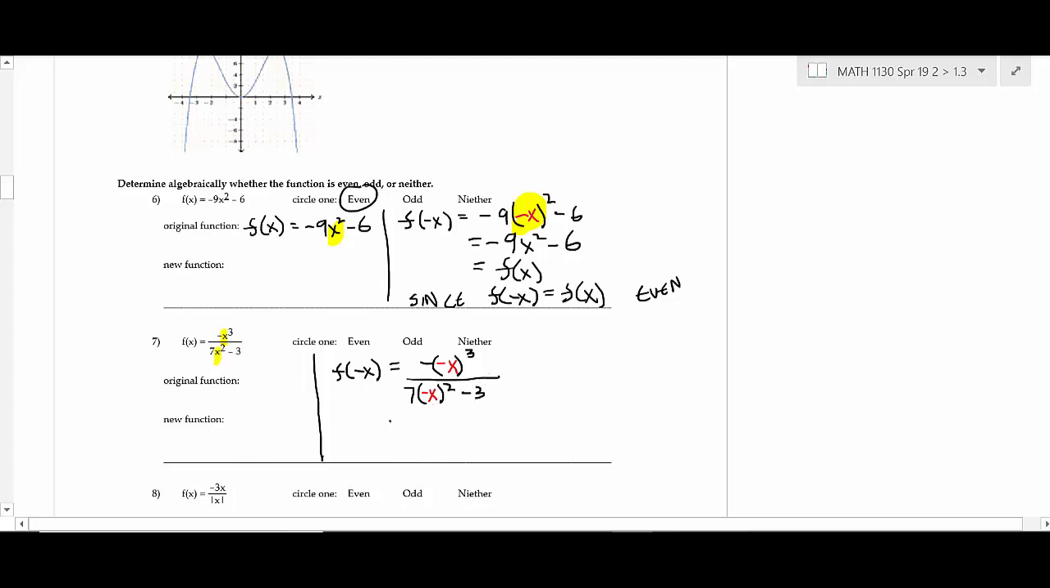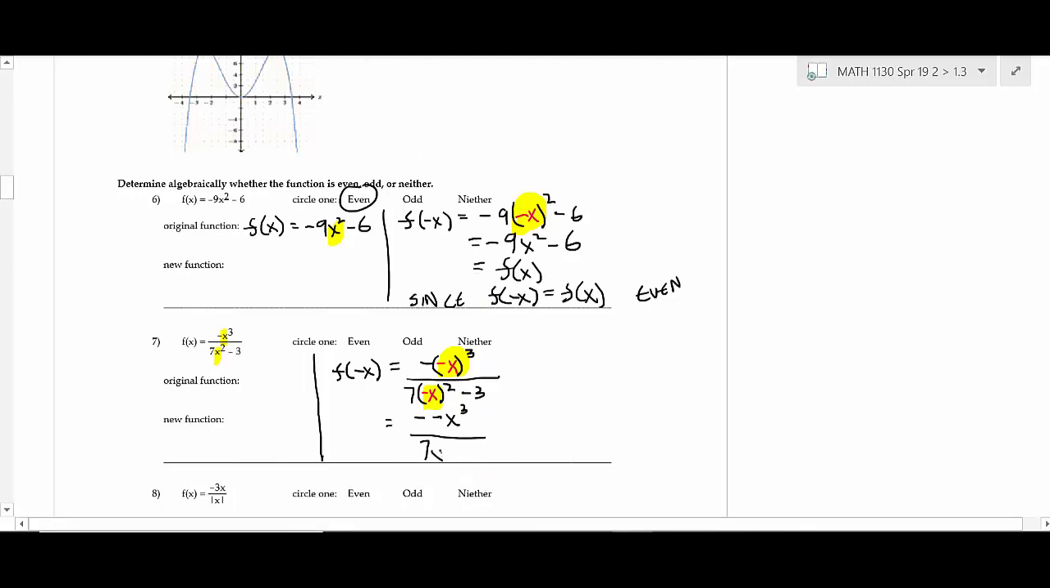Okay, so now I'm just going to work this out. All right, what happens to this piece here? If you have a negative x to the third power, you're doing negative times negative times negative, so what do you end up with? You end up with a negative, right. So this would give you negative x cubed. You don't need those parentheses anymore. And then down in the bottom, what happens to negative x squared? That becomes x squared because you have a negative times a negative, so it's a positive.